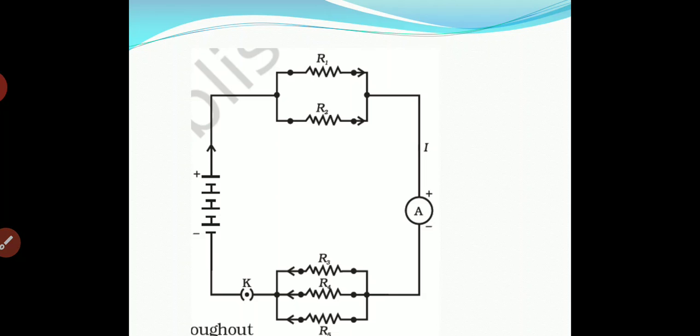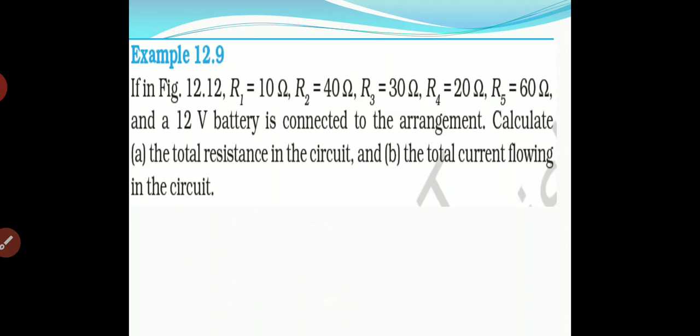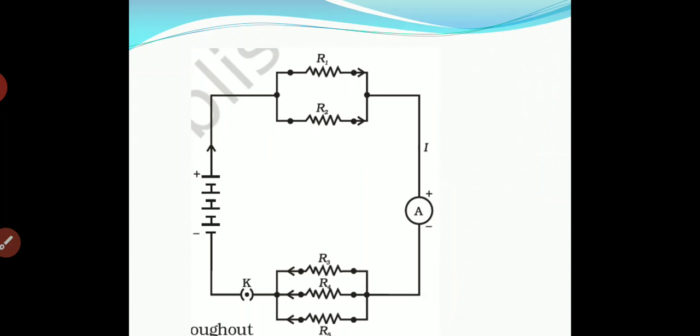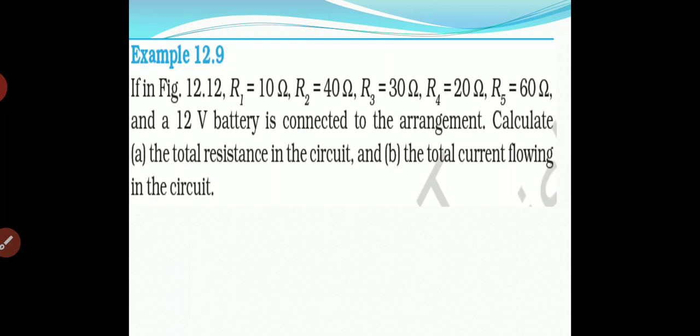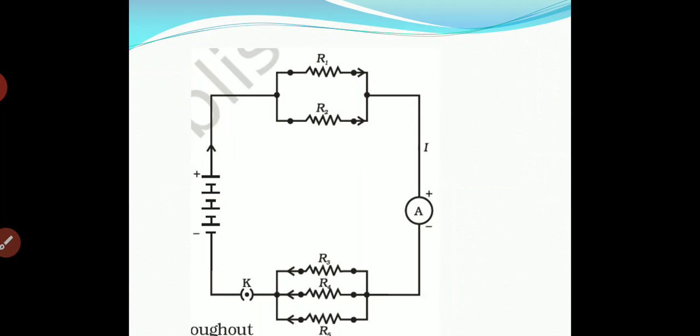In this circuit we can see that R1 and R2 are attached with a parallel connection. In the same way R3, R4 and R5, three of them are connected with a parallel connection. But R1 and R2 together, and R3, R4 and R5 together, are connected with each other in series. In this circuit, R1 and R2 are parallel to each other, and in the same way R3, R4 and R5 are parallel to each other.